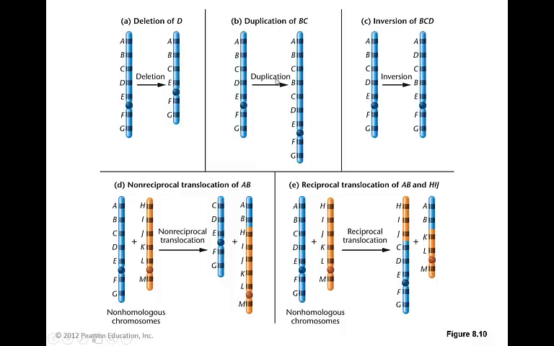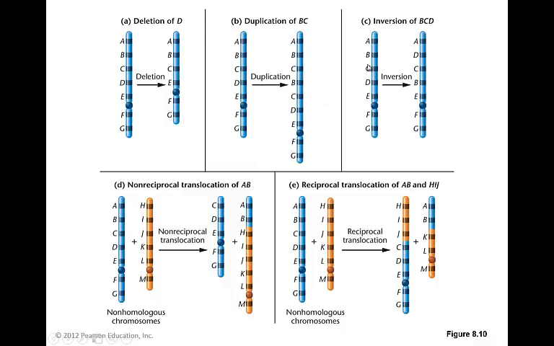You can also have a duplication. In this case, it's going to be duplication of region BC. So if you look here, A, B, C, D, E, F, G. After the duplication, you would have A, B, C, B, C, D, E, F, G. So you would have this BC region twice in there.